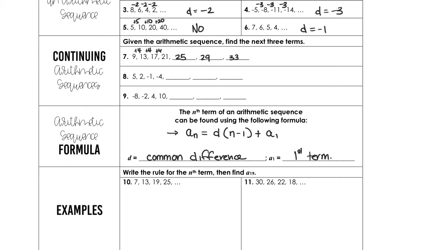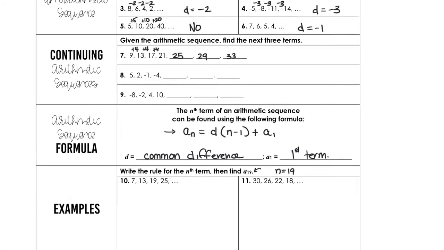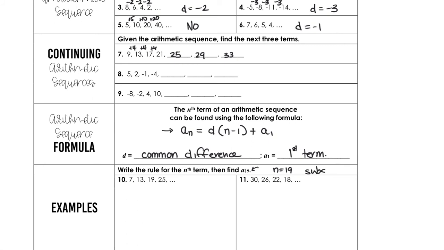So if we take a look at number 10, right, so what it has here is these questions, right? It says, write the rule for the nth term, then find A sub 19, okay? So basically what A sub 19 means is it's another way of showing this idea of substitution, right? So A sub 19 means that N equals 19, right? So if N equals 19, then we can do substitution, right? I hope that makes sense to you very quickly what I'm talking about, because the formula is A sub N, and if it says then find A sub 19, okay, then that means N equals 19, and then you can do substitution.